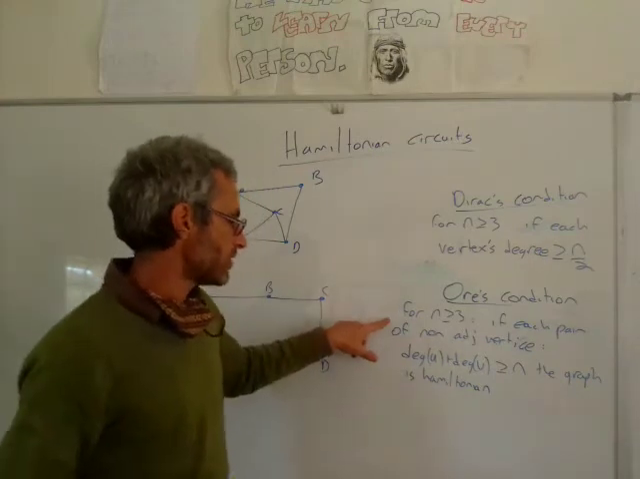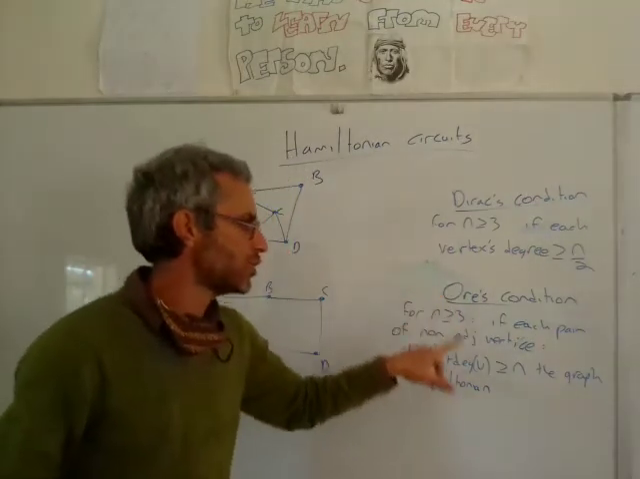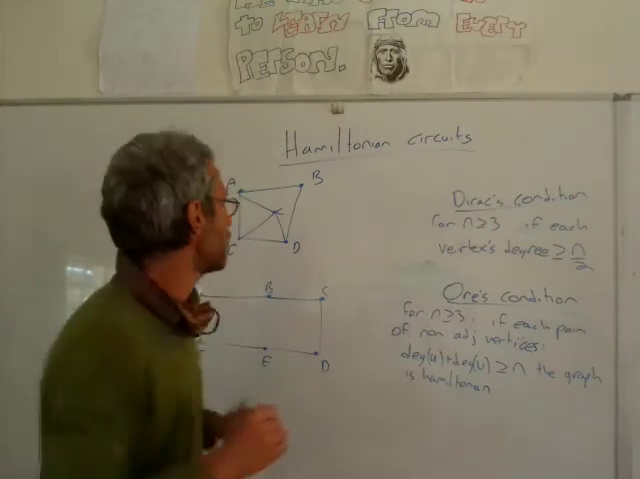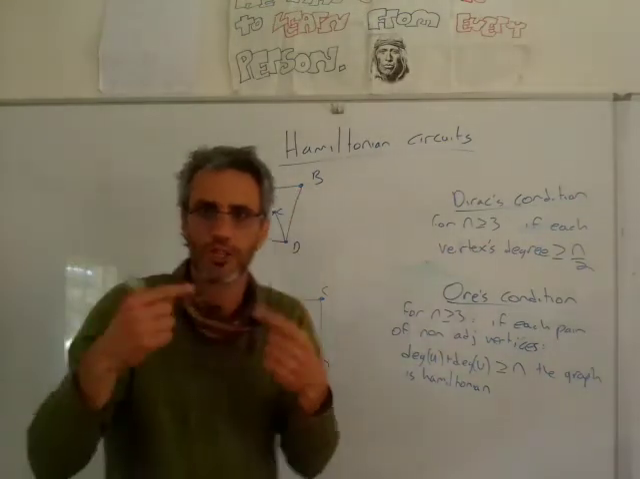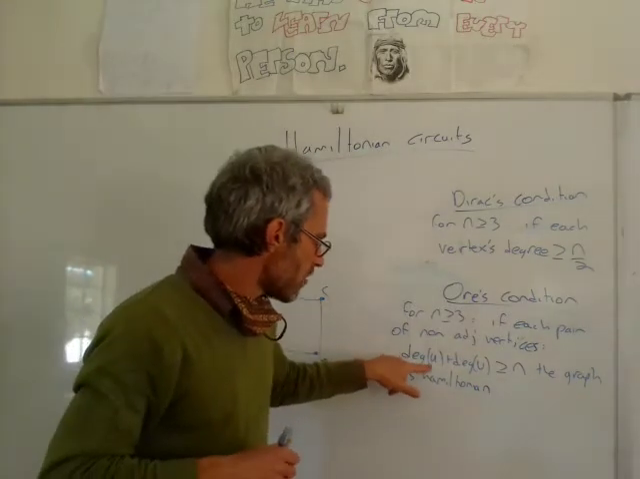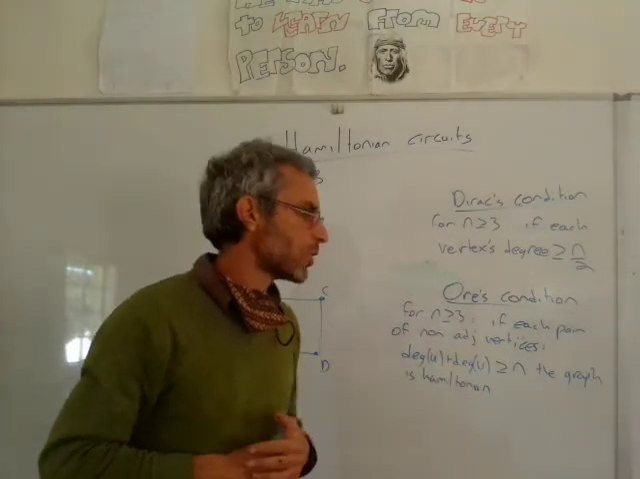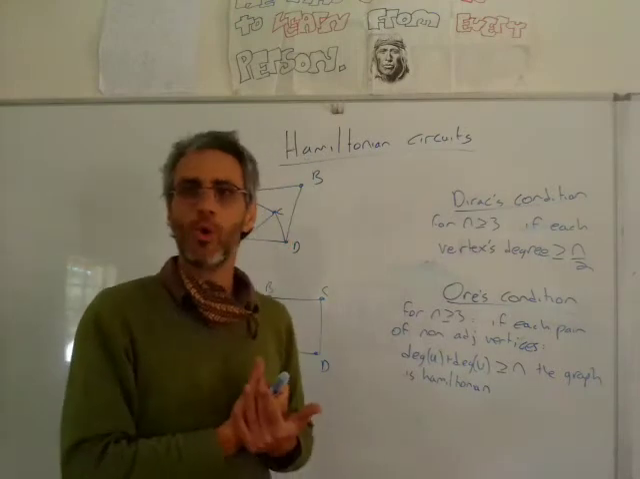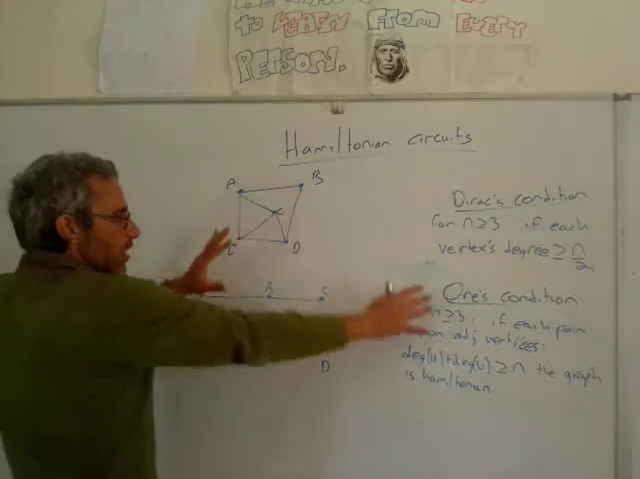Okay, so what did it tell you? It tells you that for each pair of non-adjacent vertices, for example C and B, meaning they're not touching each other and don't have an edge that connects them, the sum of their degrees must be larger or equal to n. If that is the case, you get a guarantee that you will find a Hamiltonian circuit. So let's have a look, just to explain that.